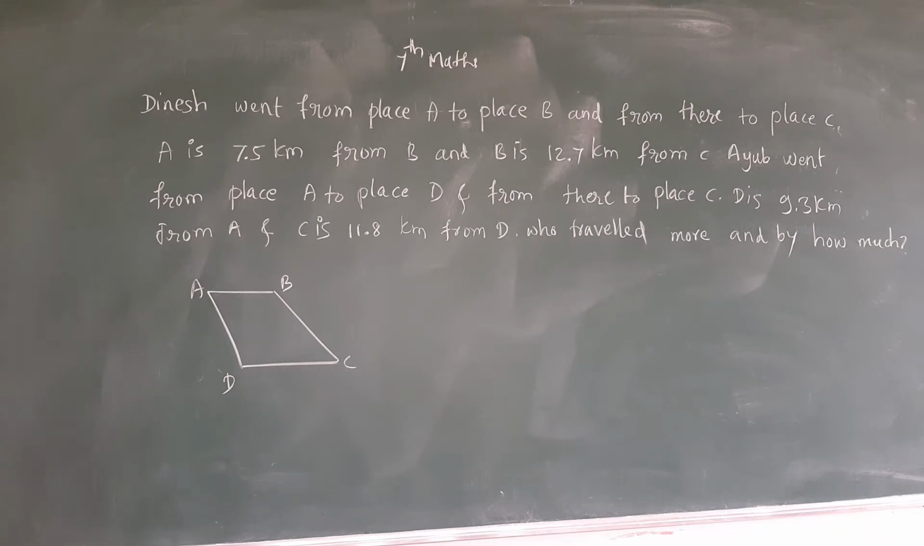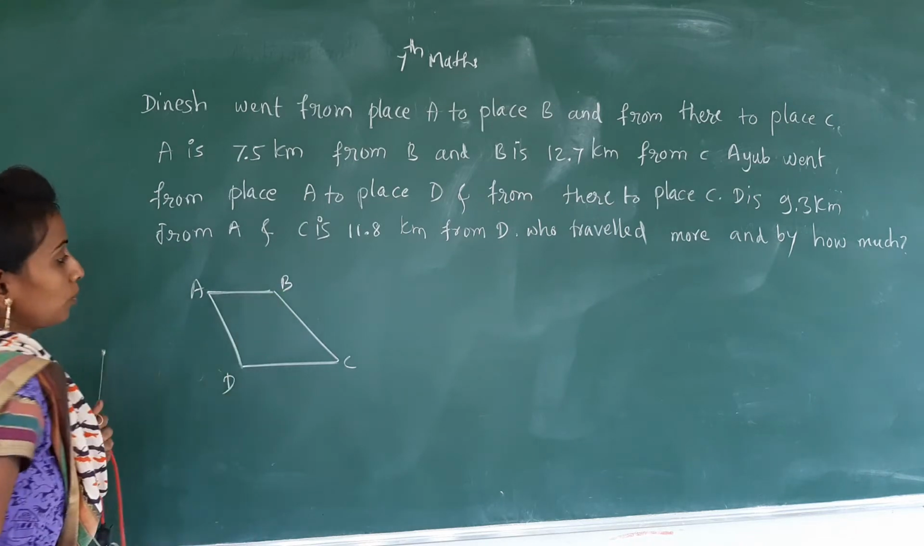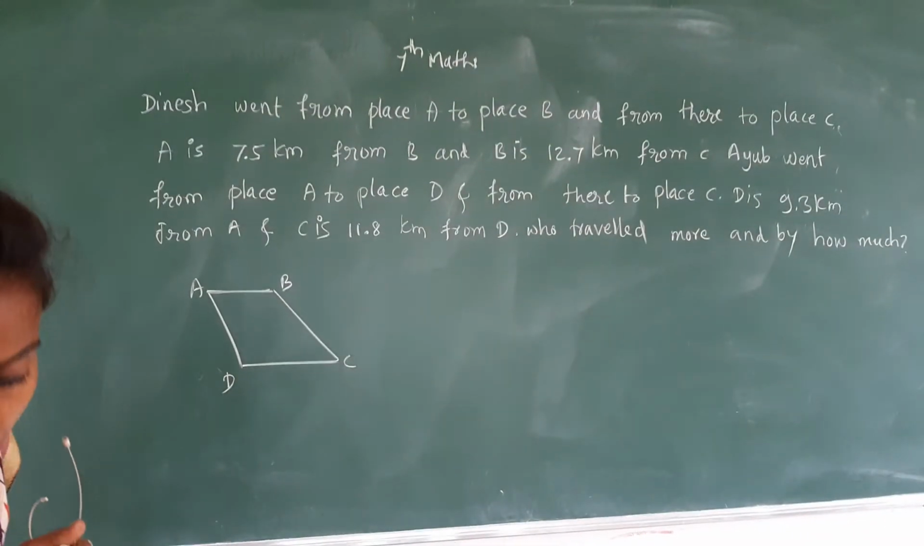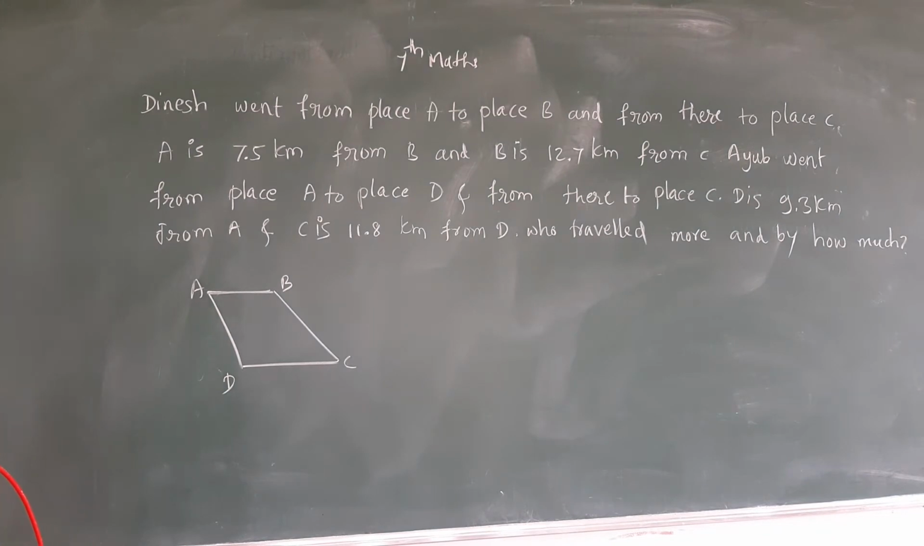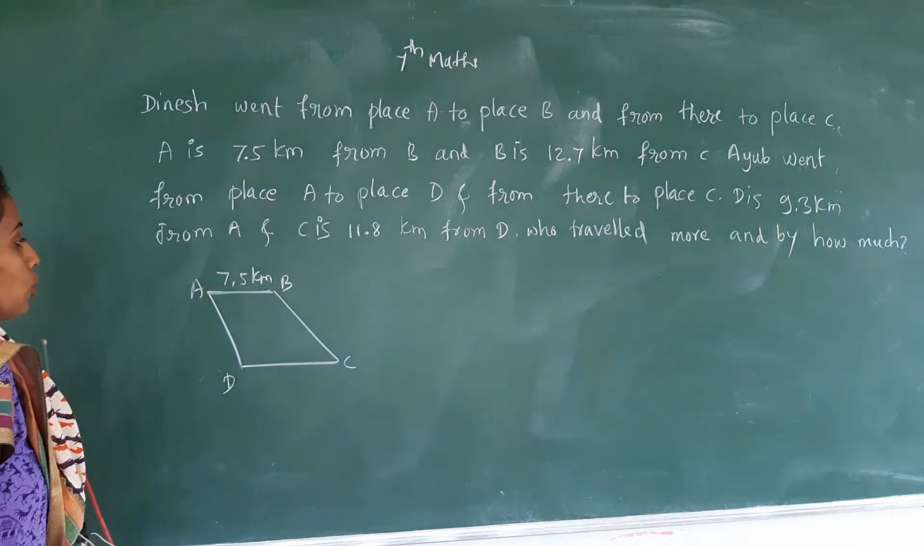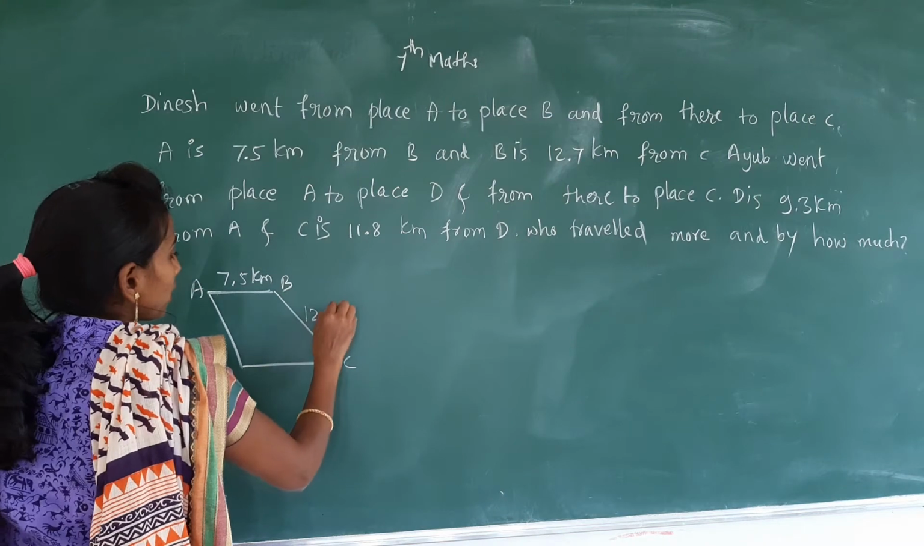Whatever the given question, we first introduce it in the form of a diagram. From A to B, B to C, C to D and A to D, I have drawn not a linear shape, it is a rectangle shape. From A to B, this is 7.5 kilometer, and B to C is 12.7 kilometer.